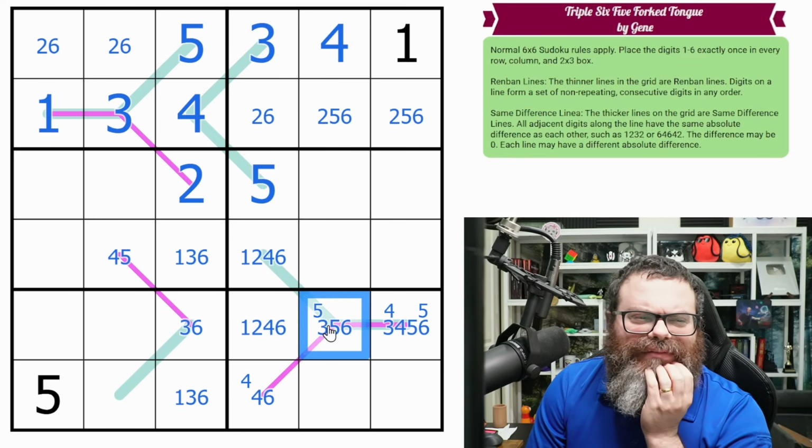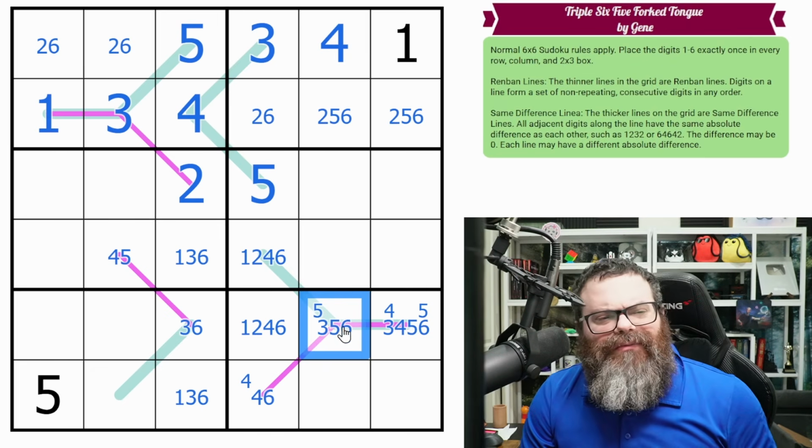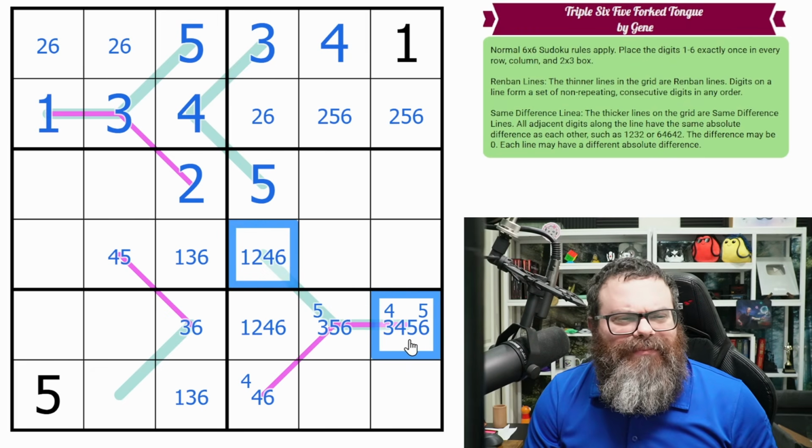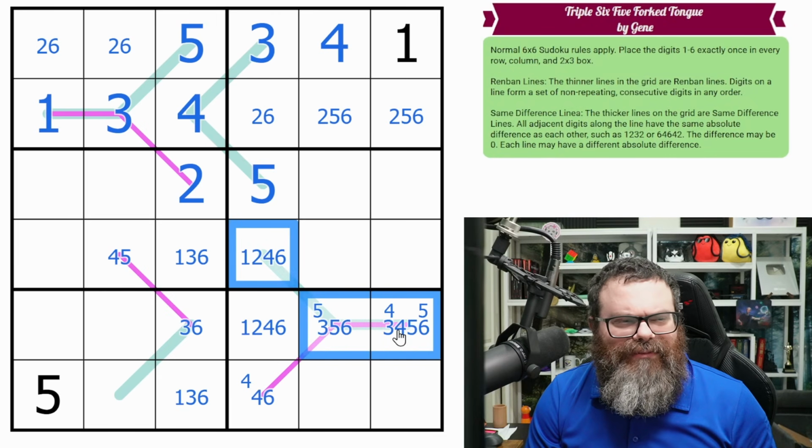Can this be a 5? Would be my initial question. I don't see why not. 5 just requires these two to be the same. 6 requires these two to be the same. What about 3? Does 3 require them to be the same? No, because we could do like 1, 3, 5.